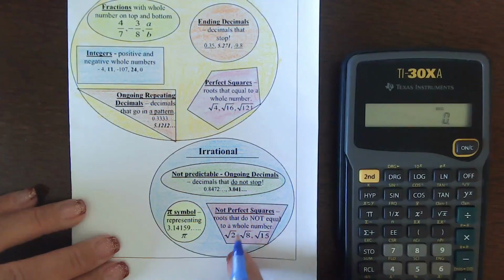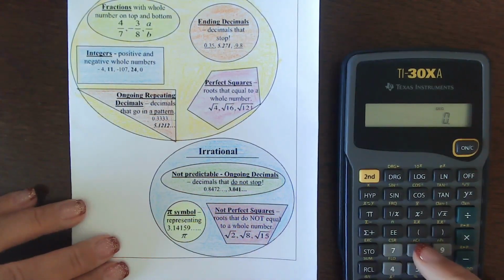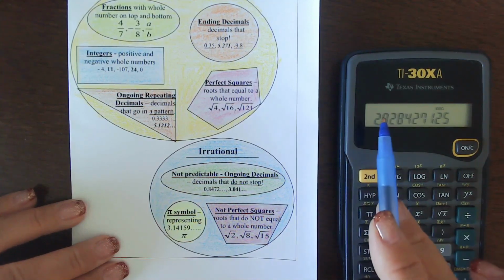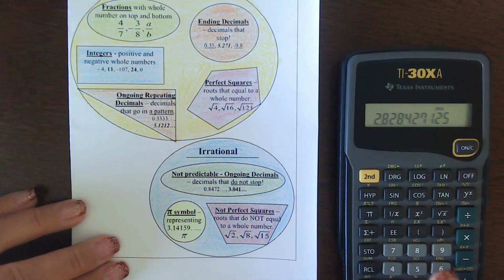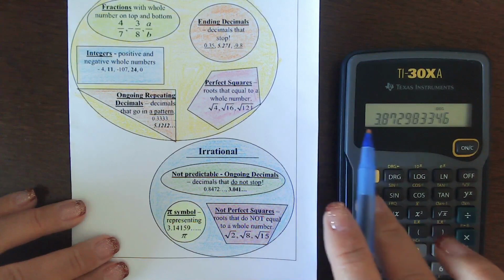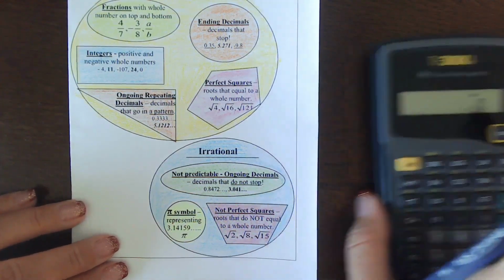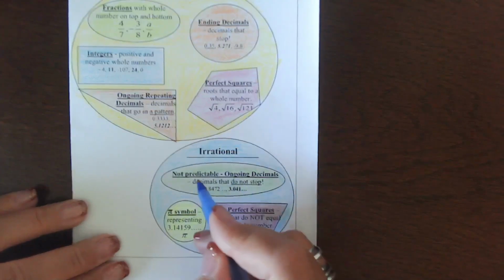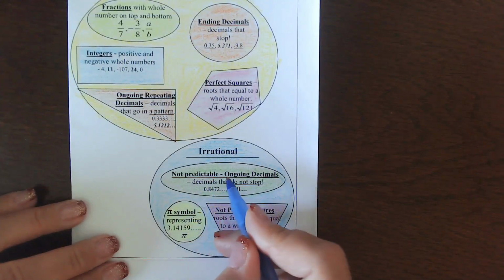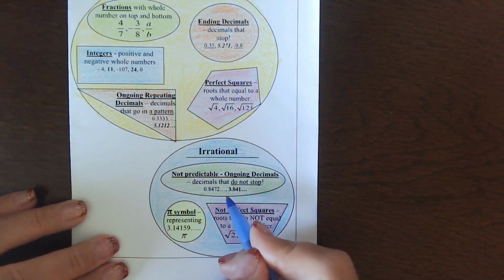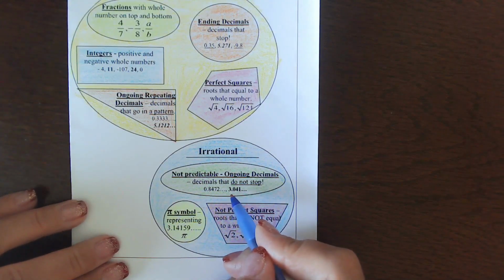Irrational. Square root of 8, that is irrational because it's an ongoing, not predictable decimal. Square root of 15, not a perfect square. And again, if we simplify, it's an ongoing, not repeating decimal. So irrational numbers are not predictable. They're decimals that keep going forever and they don't stop and don't have a pattern.